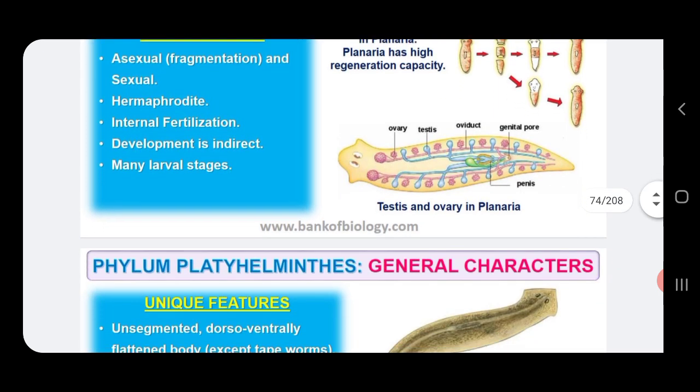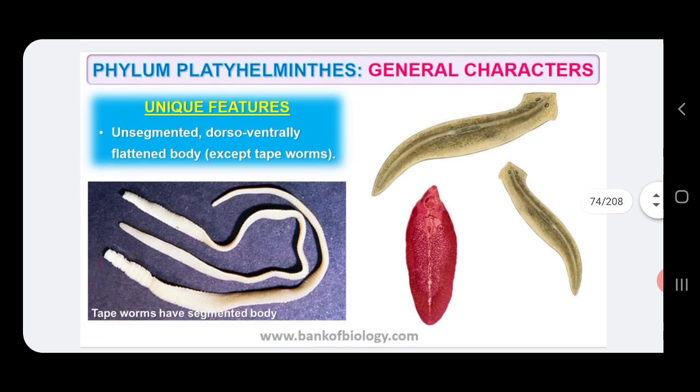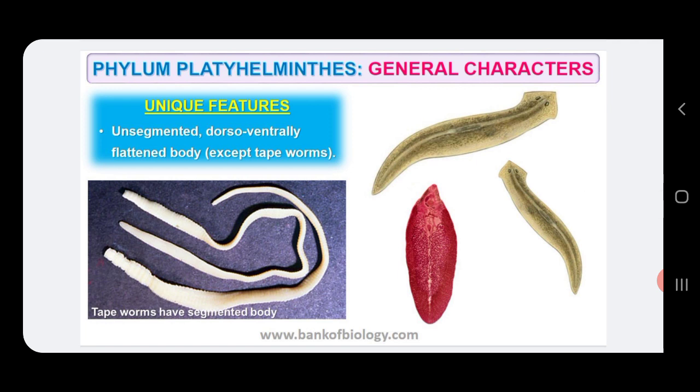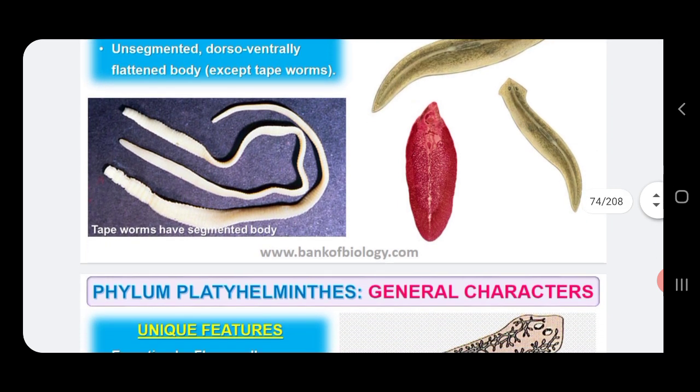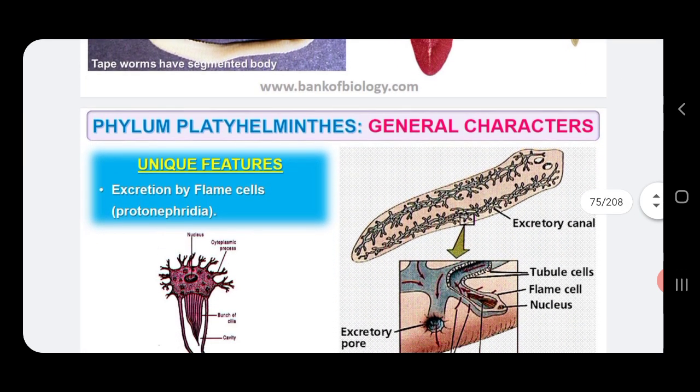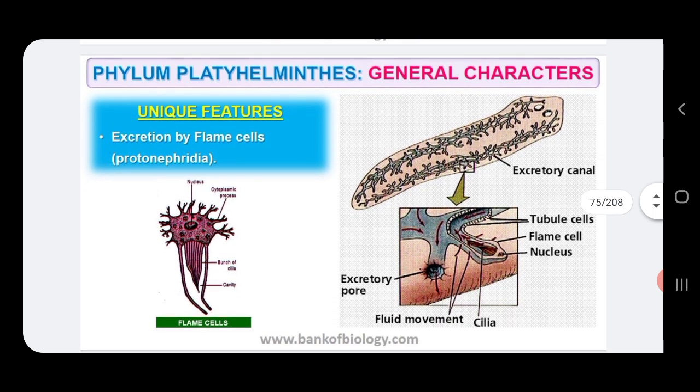Then next is about the unique features. First one is that they are unsegmented, dorso-ventrally flattened leaf-like structures except tapeworms. Okay, so that's the first unique character. Then you can also have the other one, that in Platyhelminthes the flame cells are there, which include the excretory system. So very unique in these members. It includes flame cells, which are also called solenocytes.